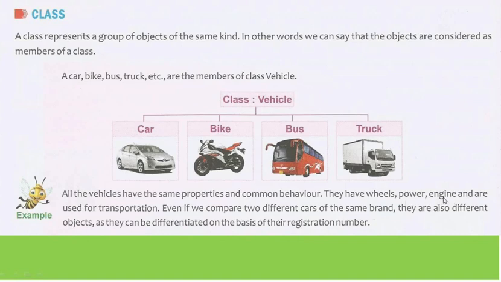What type of engine is there? Petrol engine, diesel engine. Okay, and are used for transportation. All these objects are used for transportation. Even if we compare, now this is very important, even if we compare two different cars of the same brand. What is the meaning of this? If we compare two different cars of the same brand, they are also different objects, as they can be differentiated on the basis of registration number.